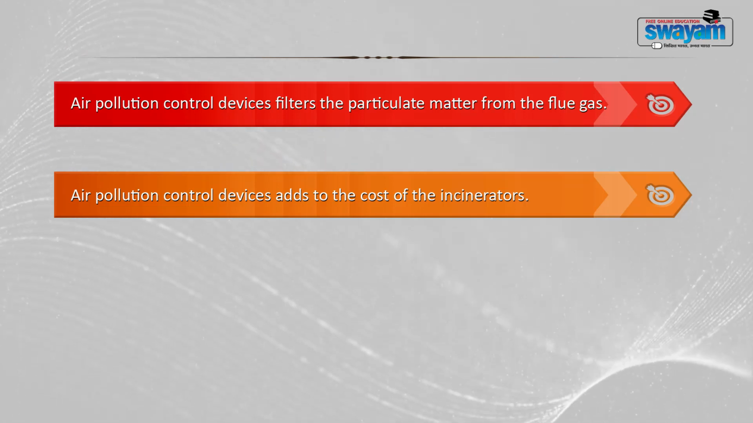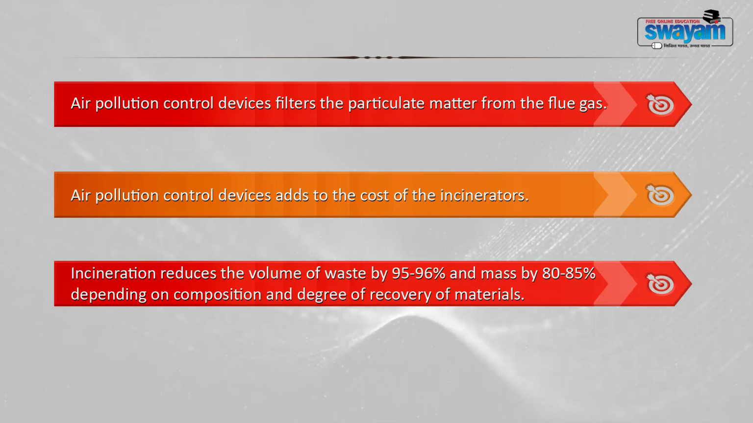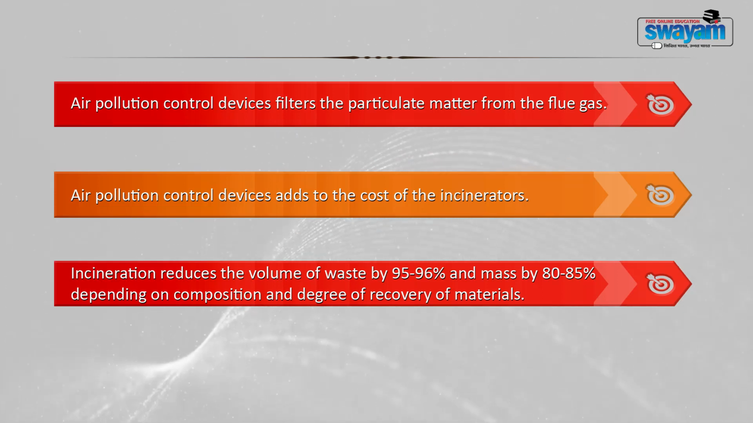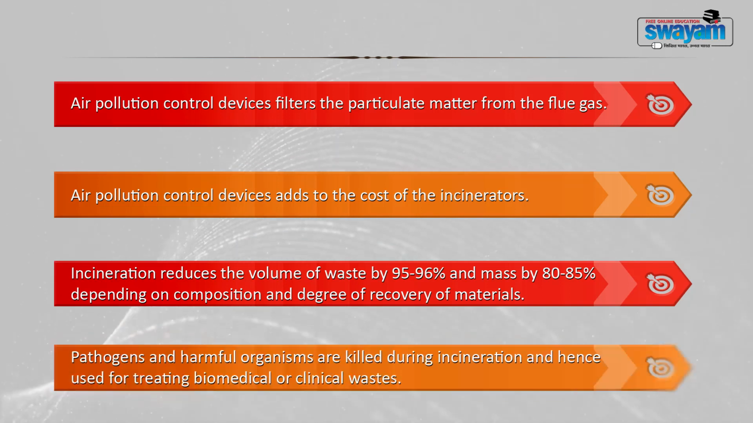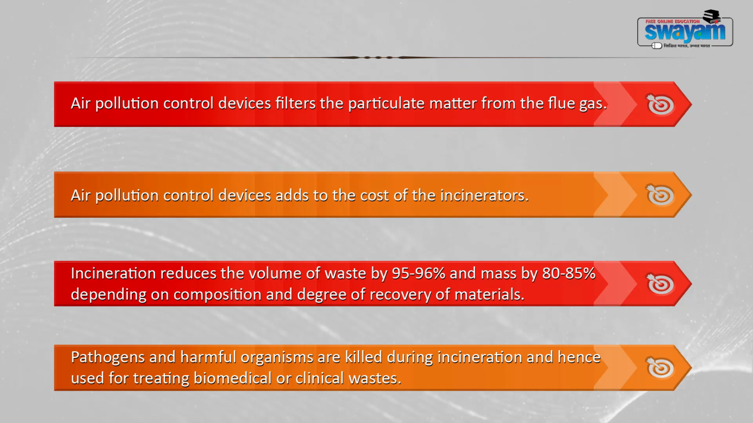Now, as I told you earlier, incineration reduces the volume of waste by 95 to 96% and mass by 80 to 85%. This again depends upon the composition and the degree of recovery of materials present in the waste. Since the incineration process involves a very high temperature, it is suitable for waste that contains pathogens and other harmful organisms, because they are generally killed at this temperature.